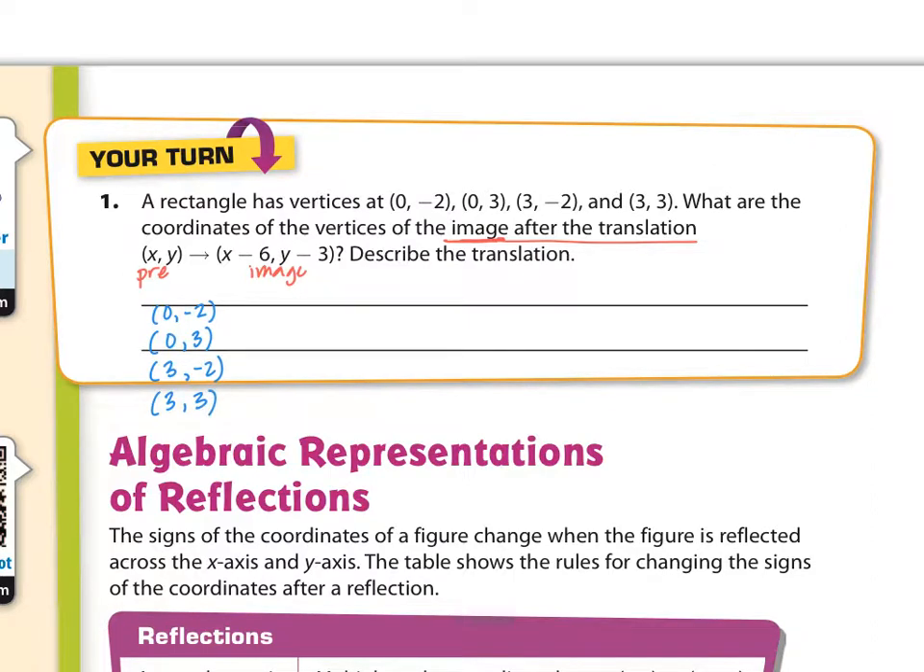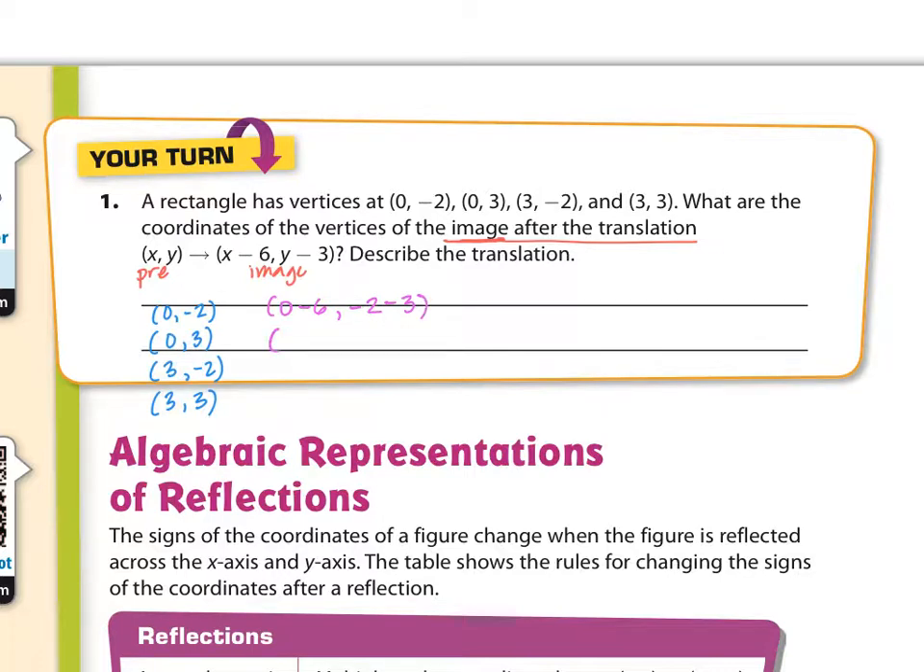Then I'm going to apply this rule. I'm going to take the x coordinate and subtract 6. Then I'm going to take the y coordinate and subtract 3. So we're doing a couple different things here. I want to take the x coordinate, that's 0, and subtract 6. And then I'm going to take the y coordinate, which is -2, and subtract 3. If you're not sure how to subtract these integers, you're going to be in a little bit of trouble as well.